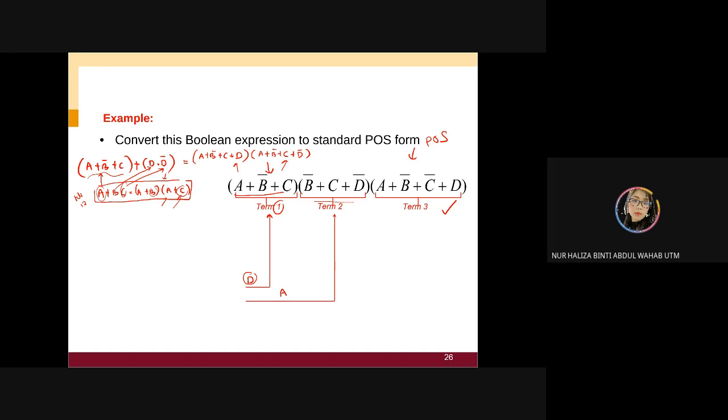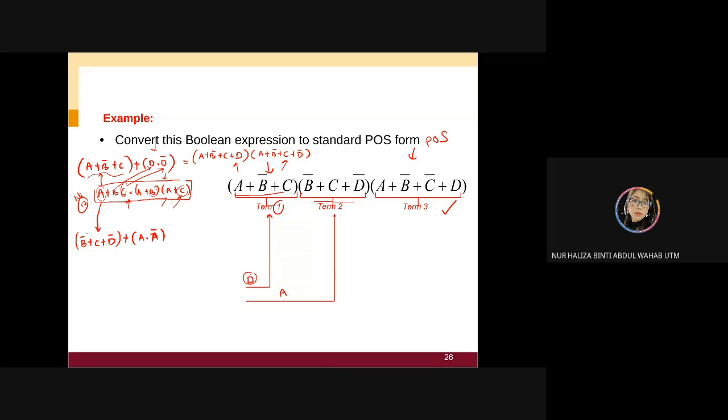Now I have term 2. My term 2 is B bar plus C plus D bar. What am I missing? I'm missing the A. So I'm going to use the rule A dot A bar here. I will get the similar thing for rule number 12.